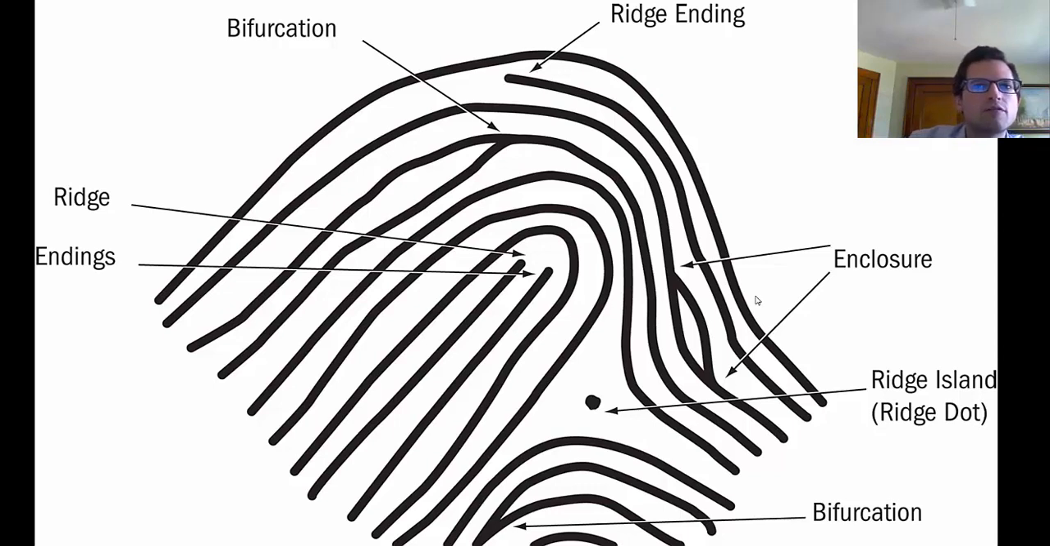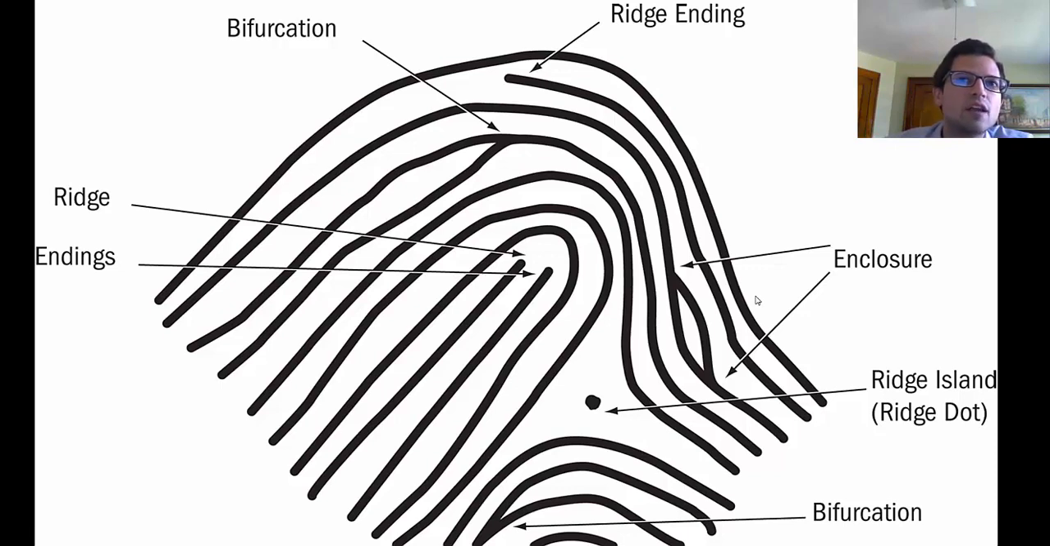So let's take a look from the labels that start on the left side and work our way around clockwise. So you'll see on the left side it says ridge endings, and you can see the arrows point to some places where indeed some ridges have ended. So there's some ridge endings. Then we continue in a clockwise fashion, we can see a first bifurcation.